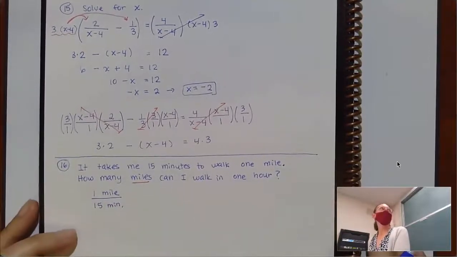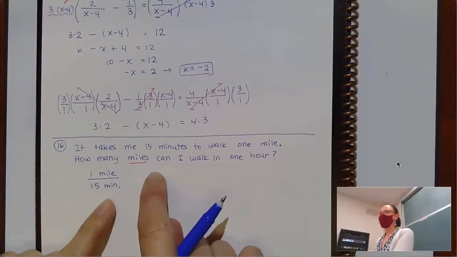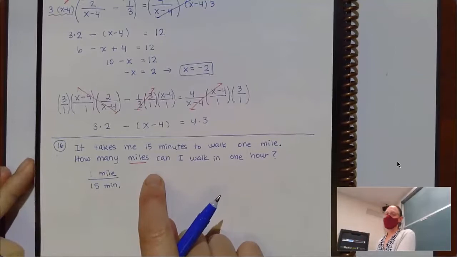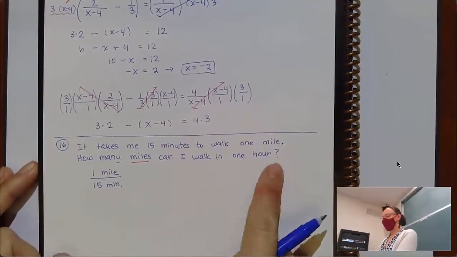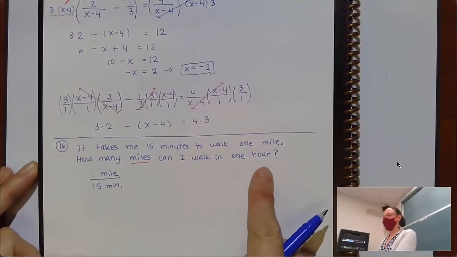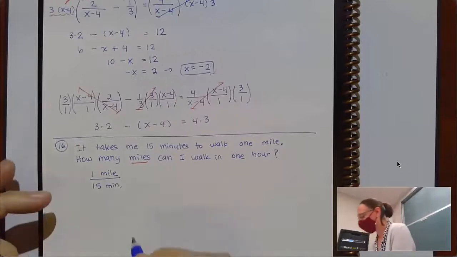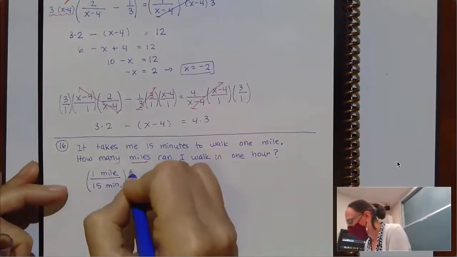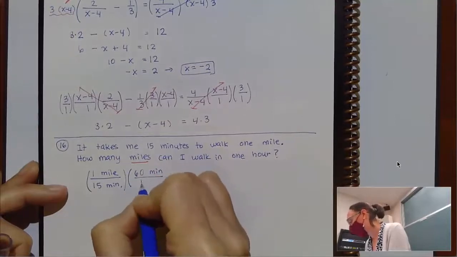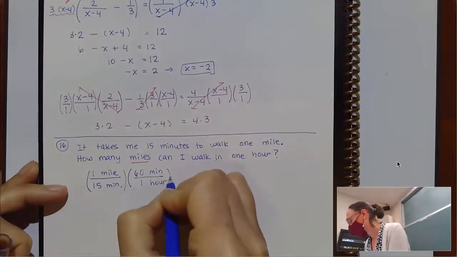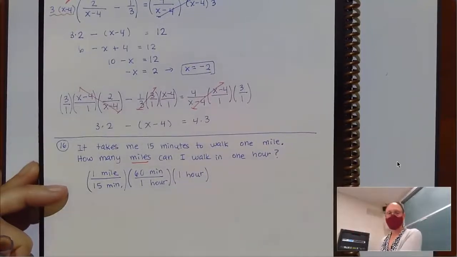Now I know I'm going to have to get rid of the 15 minutes, so I've got to multiply by something that's in terms of minutes. But unfortunately, I didn't give this to you in minutes. I gave it to you as 1 hour. So you can either write an additional conversion and say there are 60 minutes in 1 hour, and then multiply by 1 hour.